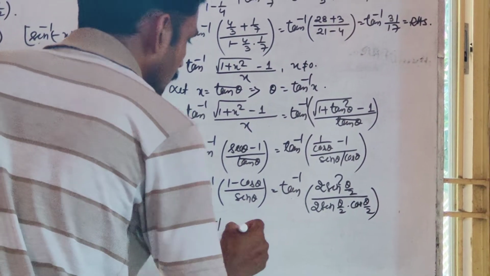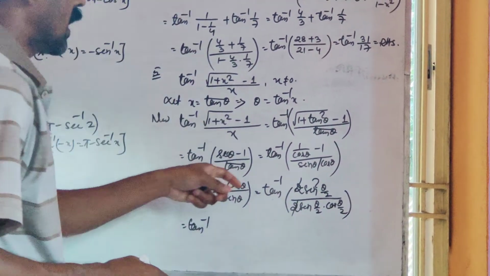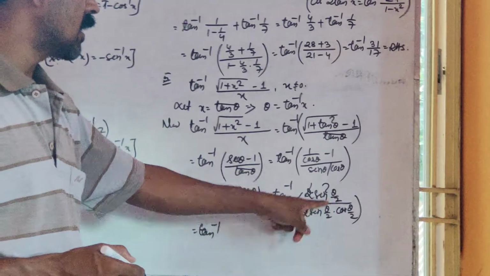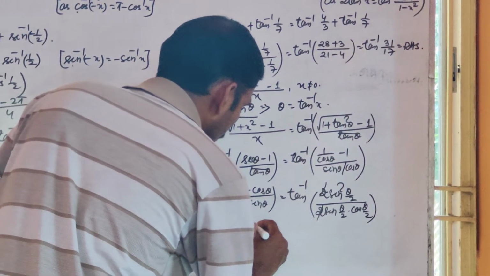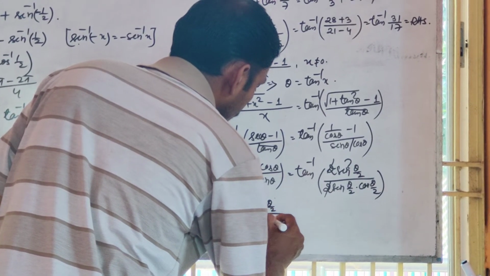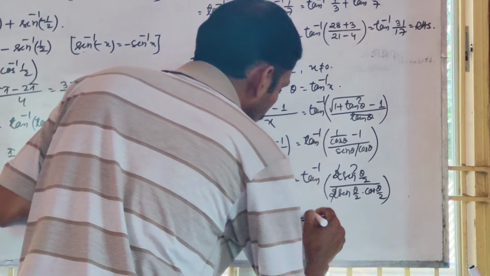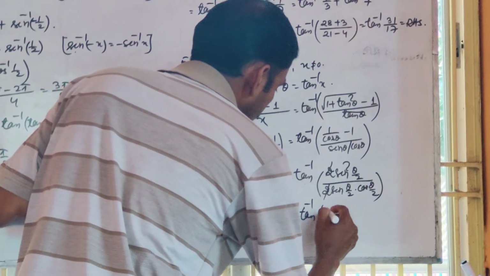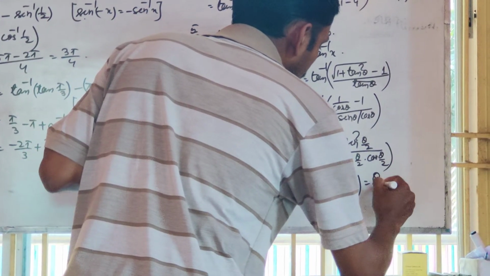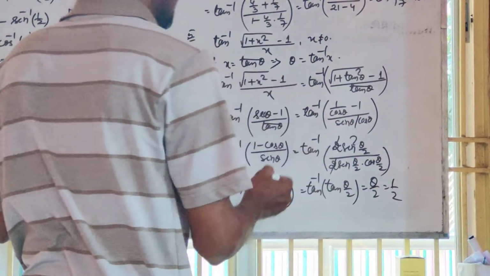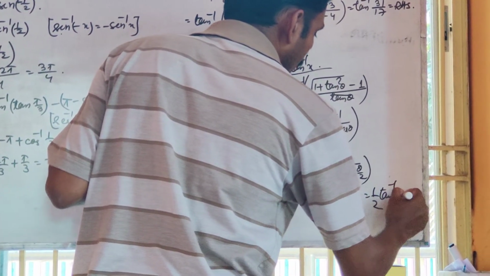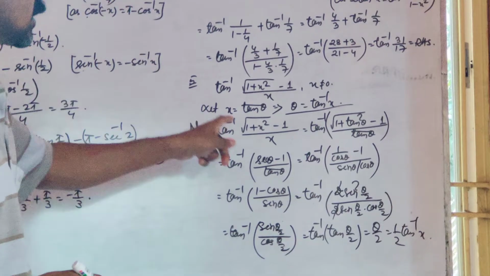So it is tan inverse. That 2 cancels. I have sin square there, meaning sin into sin. In the denominator, one sin term is there, so it will be cancelled, and you will get sin theta by 2 by cos theta by 2. So it is tan inverse of tan theta by 2. That is theta by 2. Now what is theta? Theta is tan inverse x. So this is half tan inverse x. So the simplest form of this is this.